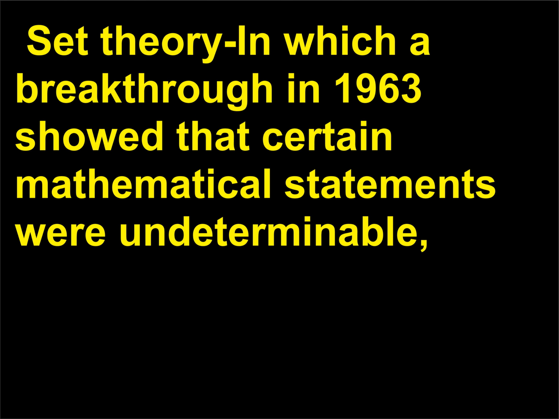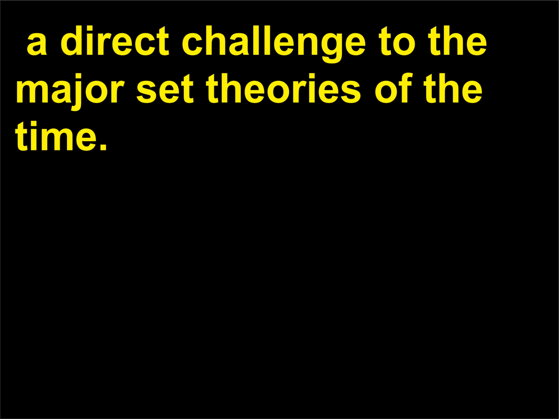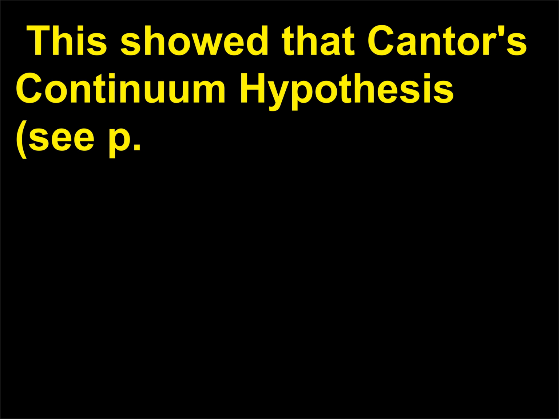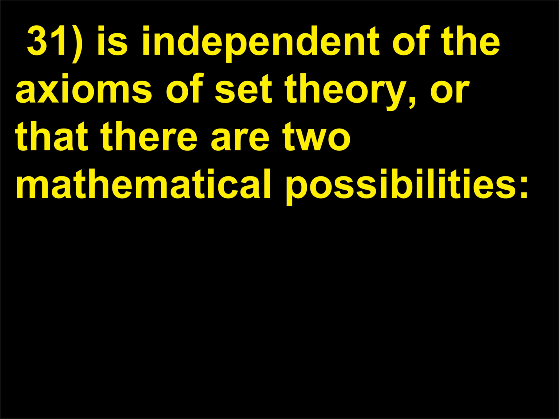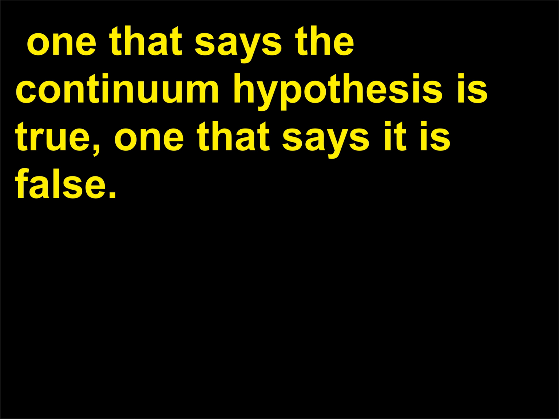Set theory, in which a breakthrough in 1963 showed that certain mathematical statements were undeterminable, a direct challenge to the major set theories of the time. This showed that Cantor's continuum hypothesis, CP 31, is independent of the axioms of set theory, or that there are two mathematical possibilities. One that says the continuum hypothesis is true, one that says it is false.